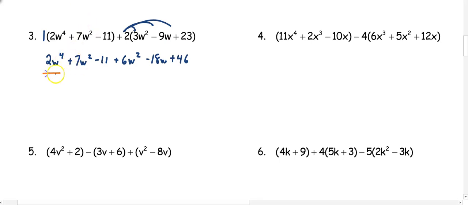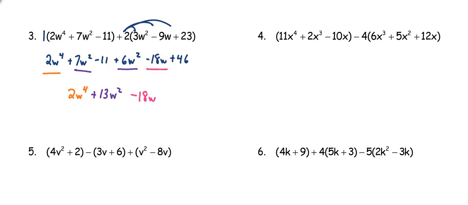I have a w to the fourth and nothing else, so I'm going to combine that with nothing, so leave it as w to the fourth. The next highest exponent I have is squared, so I have 7w squared plus 6w squared, which gets me 13w squared. The next I have is just w, and there's no like term, so I'm just going to bring that down to minus 18w. And the last like term then is negative 11 plus 46, which gets us plus 35.